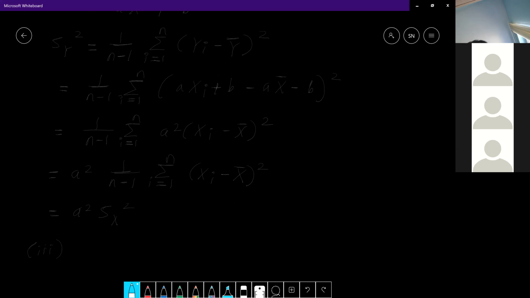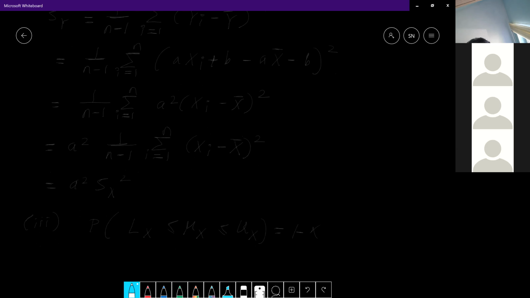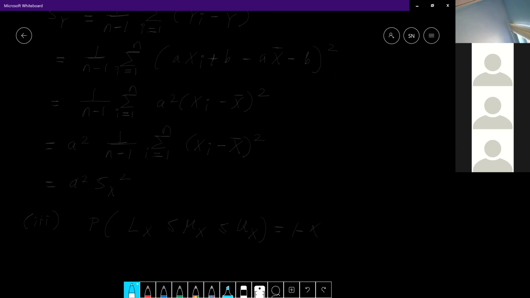Of question 7. What it says is that you have a 100 times 1 minus alpha percent confidence interval for mu x, which implies that the probability that mu x lies between Lx and Ux is equal to 1 minus alpha. Remember, when I talked about confidence interval a long time ago in one of the lectures, this is the definition of a confidence interval, right?